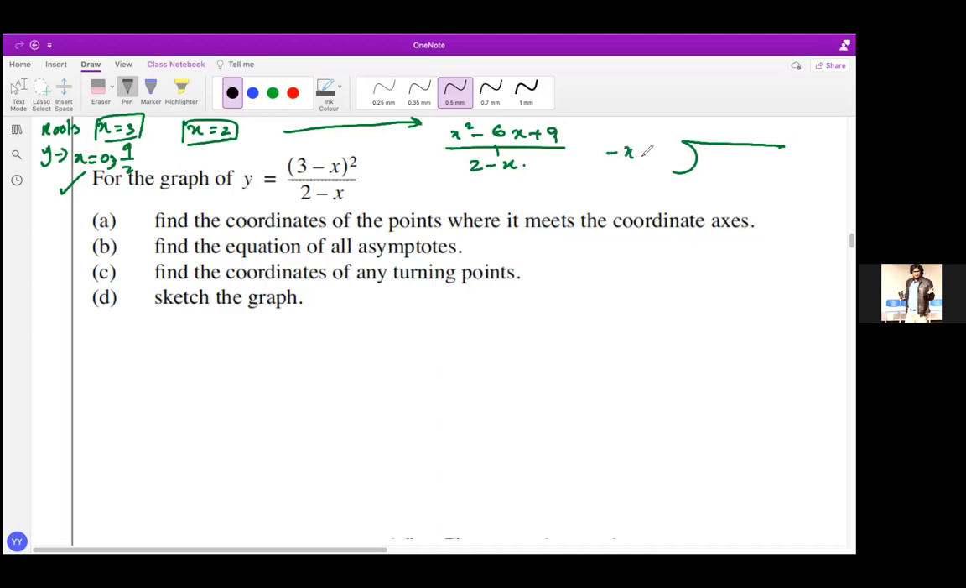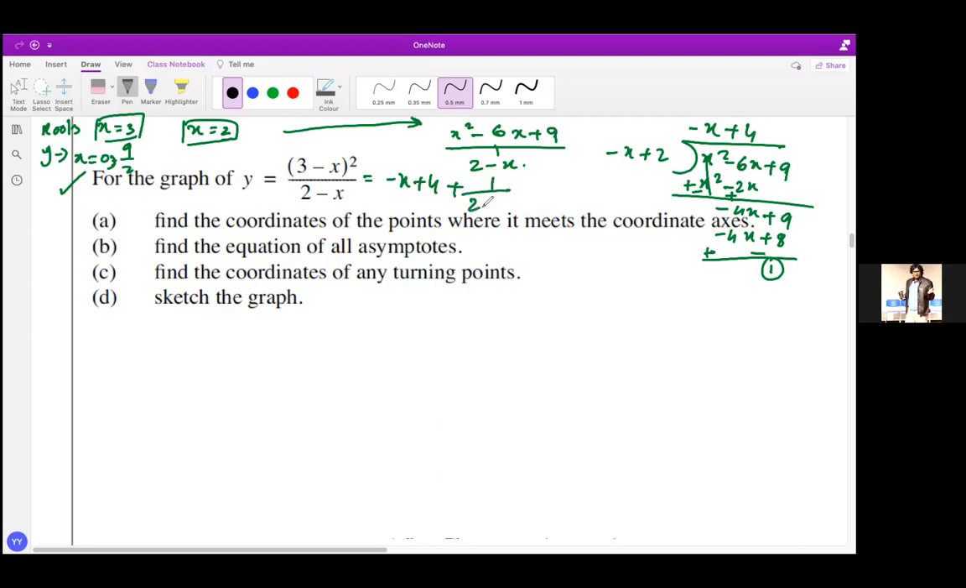So you've got negative x plus 2 here, and you're dividing x squared minus 6x plus 9. You take negative x here, so it gets positive x squared and negative 2x. This is minus, this becomes plus, cancels, you get negative 4x, and negative 4x plus 9. So you take positive 4 here, so it becomes negative 4x plus 8. When you subtract, this is 1. So I can basically rewrite this function as negative x plus 4 plus 1 over 2 minus x.